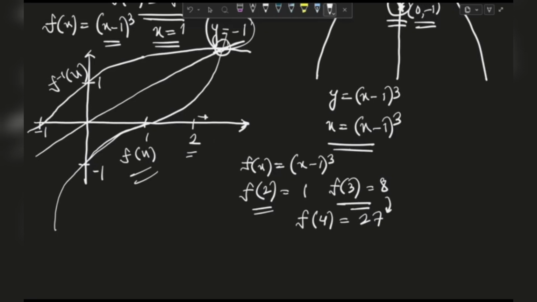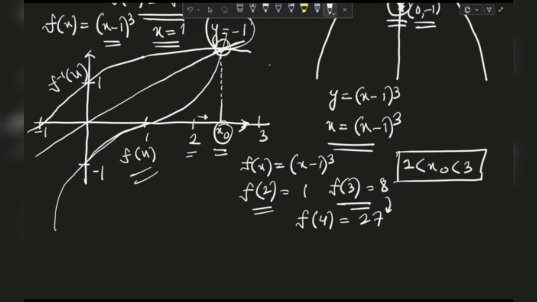So 2 less than x naught less than 3. Like x naught will lie in between 2 and 3. If we have 3 here, then in between this 2 and 3, x naught will lie. This will be our x naught. I guess that's it. Now you will ask me why this interval is important.